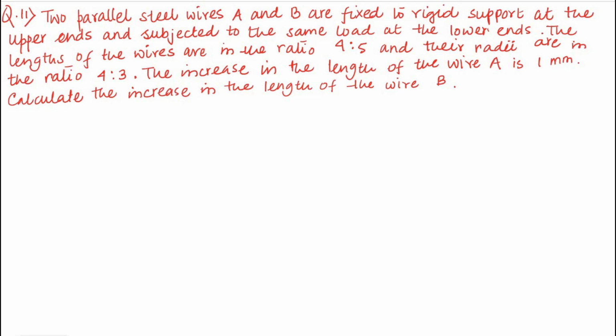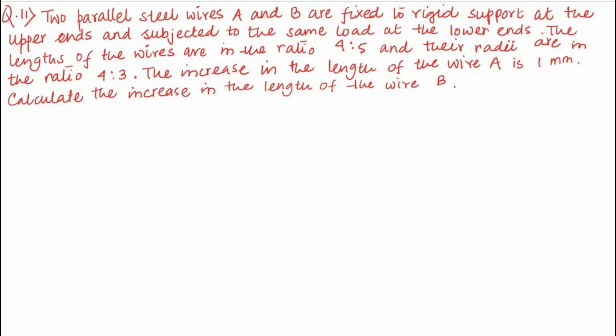Question number 11. Two parallel steel wires A and B are fixed to rigid support at the upper ends and subjected to the same load at the lower ends. The lengths of the wire are in the ratio 4:5 and the radii are in the ratio 4:3. The increase in the length of the wire A is 1 mm. Calculate the increase in the length of the wire B.